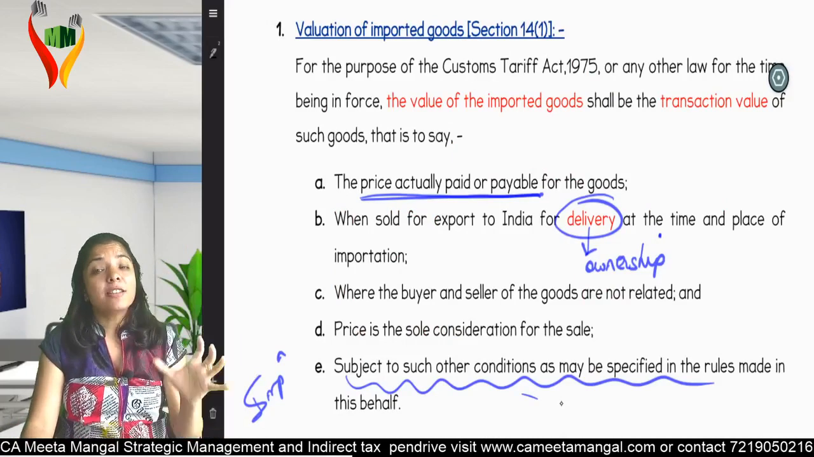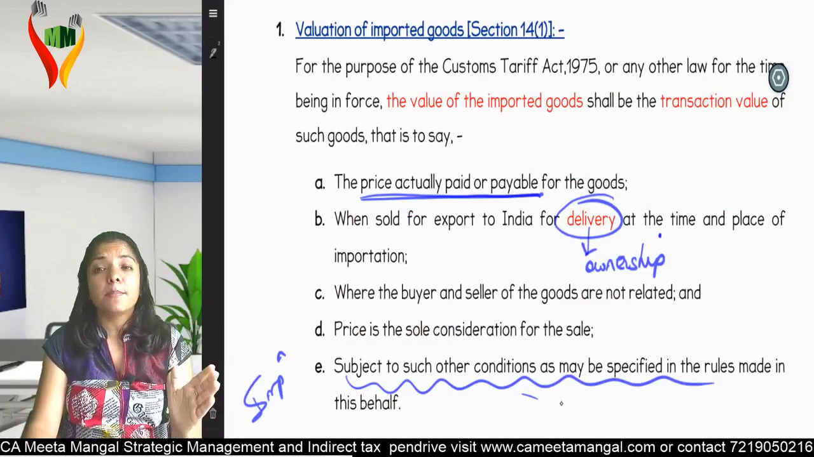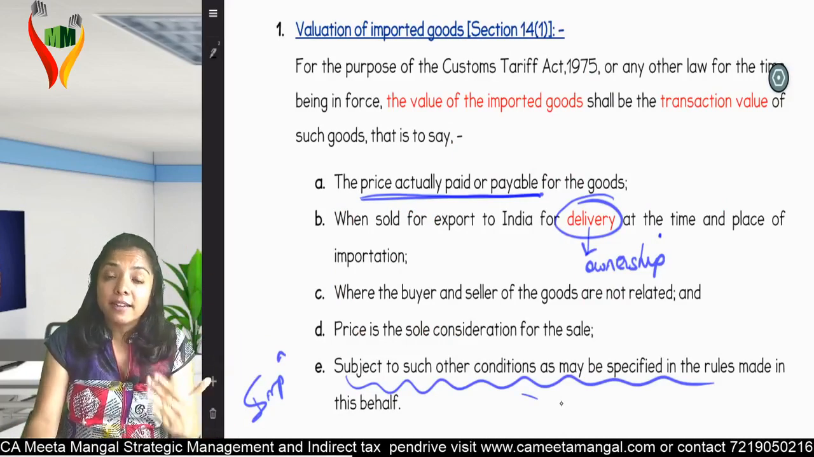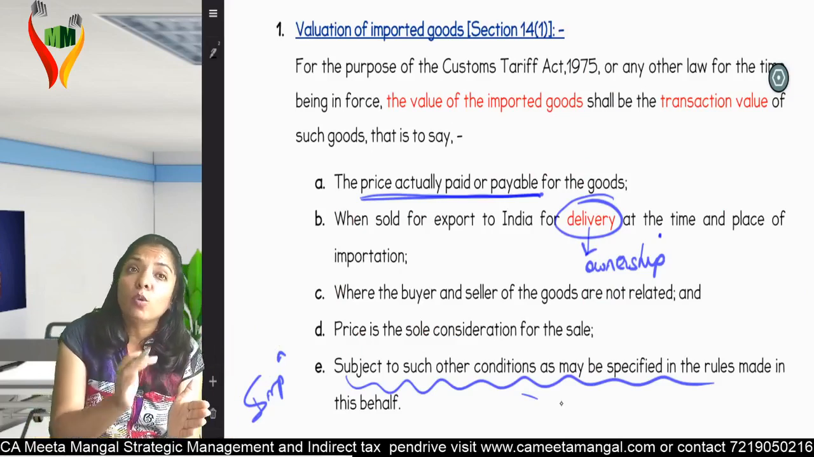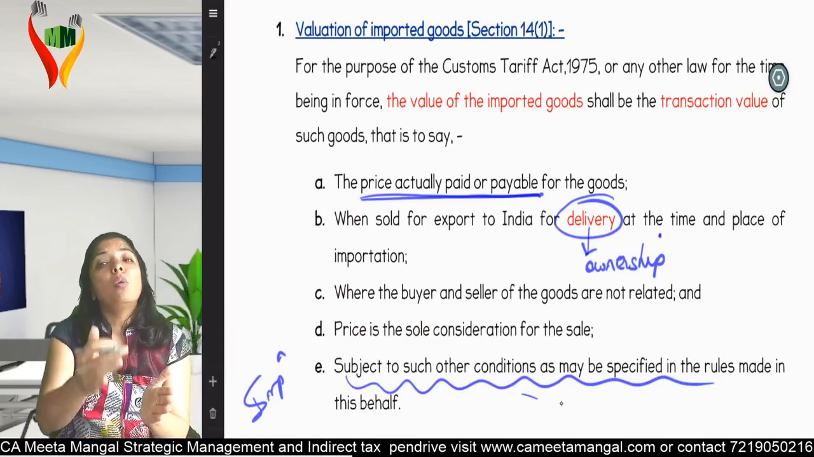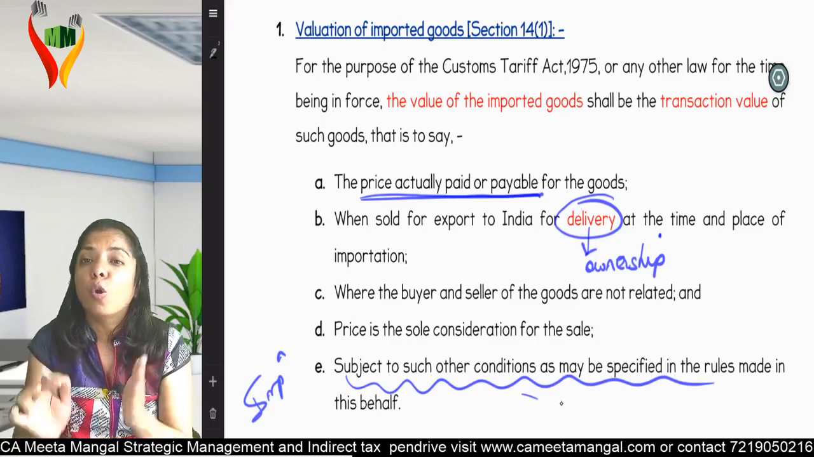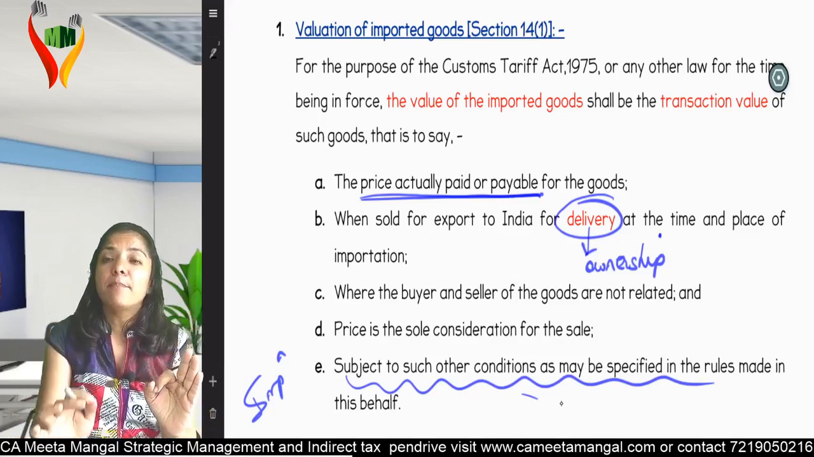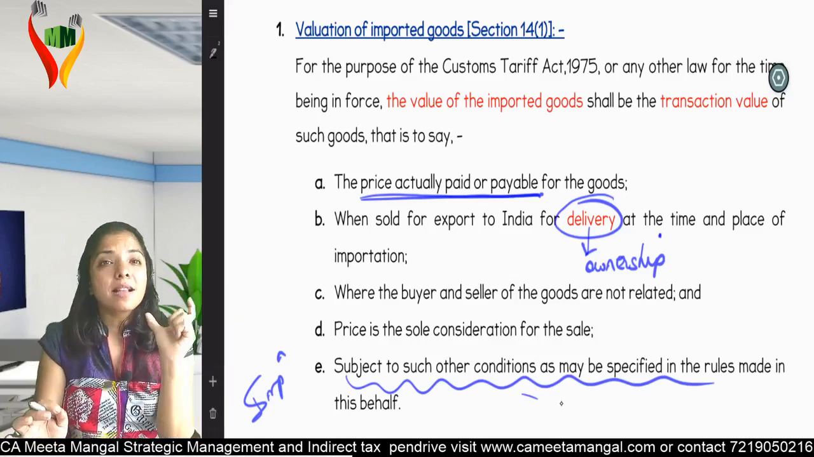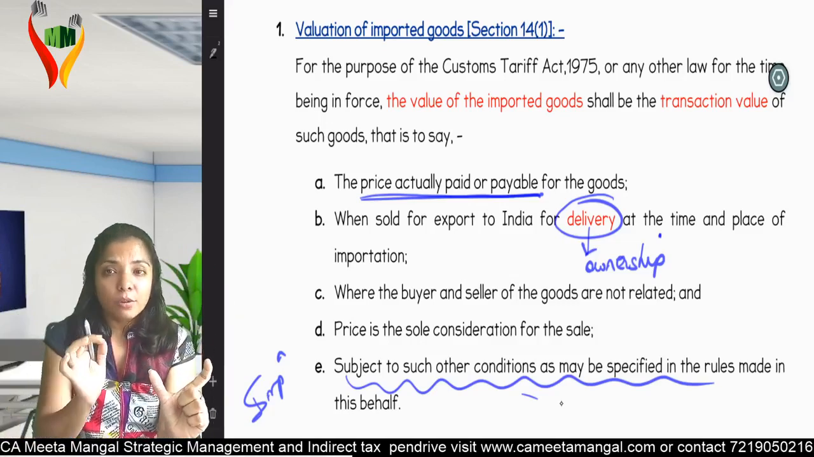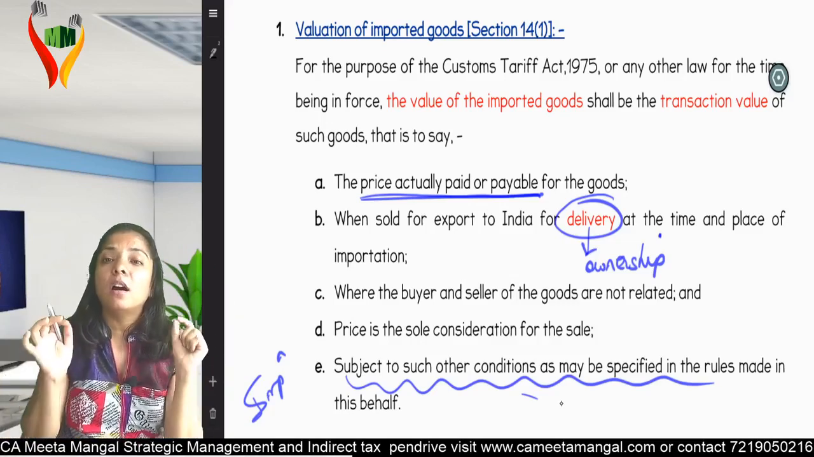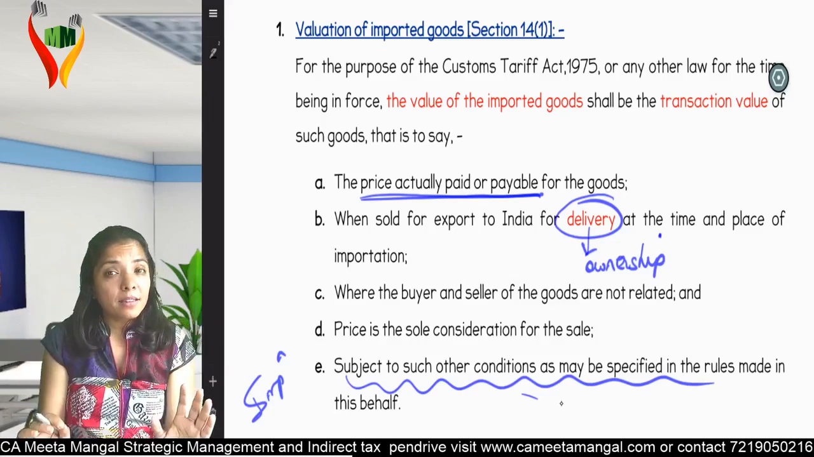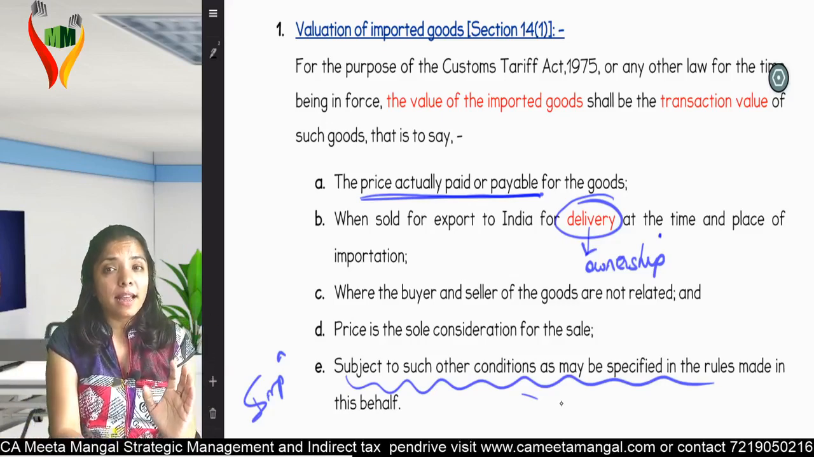That means section 14 subsection 1 directly says you go with 14.1, along with which you need to go with the rules. That means transaction value itself has given the power to the rules. While calculating transaction value, you need to see what is given in the rules. Am I clear till here? Any problem till here? Can I go ahead? Okay.